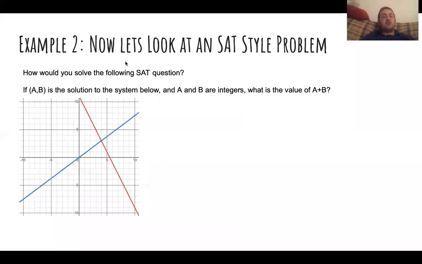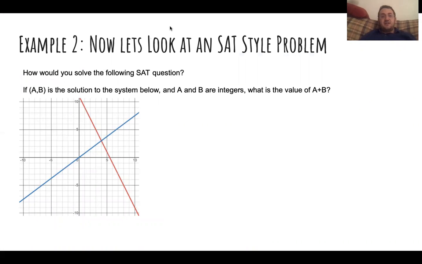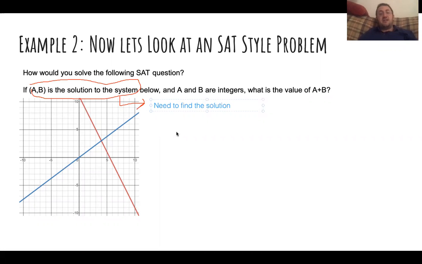All right, example 2. This is an SAT style problem. Notice that this is 2 linears, and you'll see that it actually is a very straightforward problem, but what they want you to do with the answer is maybe not as straightforward. So this says if (A, B) is a solution to the system below, we need to find the solution in kind of an XY coordinate. What is the value of A plus B?